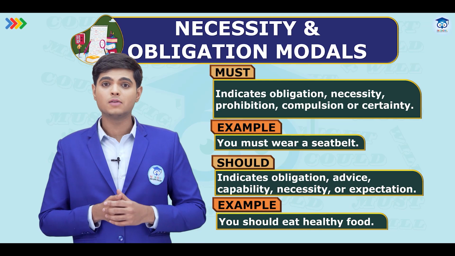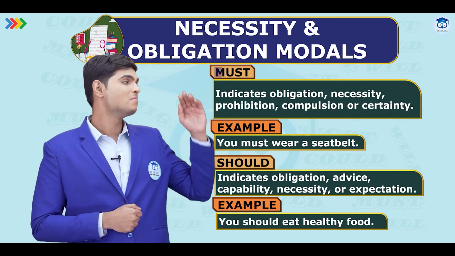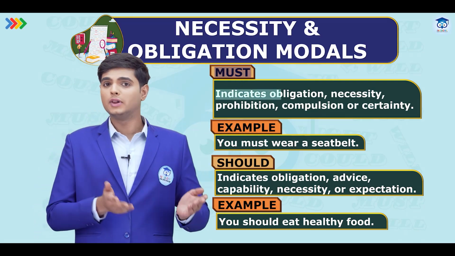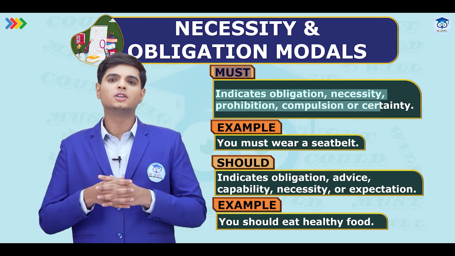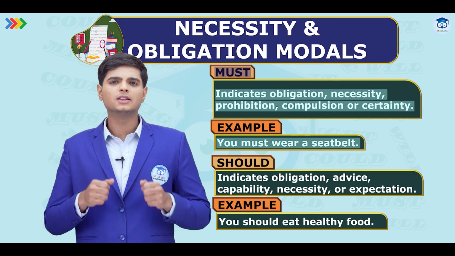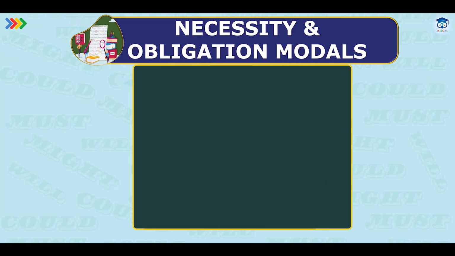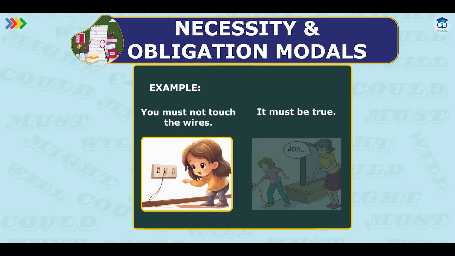Now, let's understand modals that express duty or necessity. First is must. It indicates obligation, necessity, prohibition, compulsion or certainty. For instance, you must wear a seatbelt. That's a necessity and a rule. Another use could be you must not touch the wires. This is prohibition.